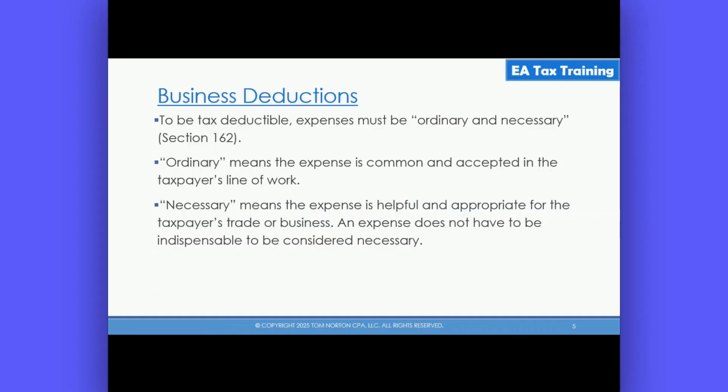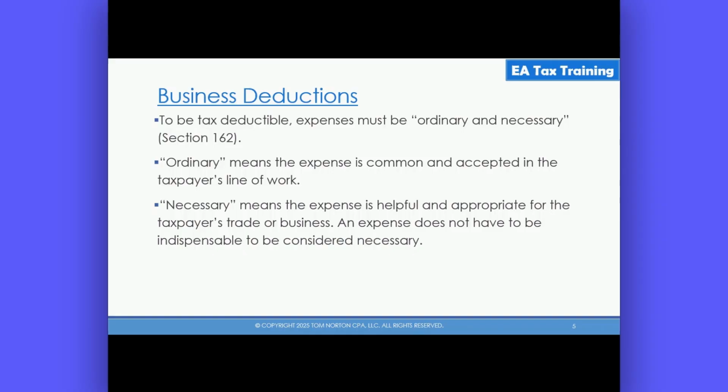So normally when we think of the word necessary, we mean you absolutely have to have it. Like your business could not run if you did not spend this money. But that is not what necessary means. It means what it says on the screen. The expense is helpful and appropriate for the taxpayer's trade or business. So you will want to remember that.